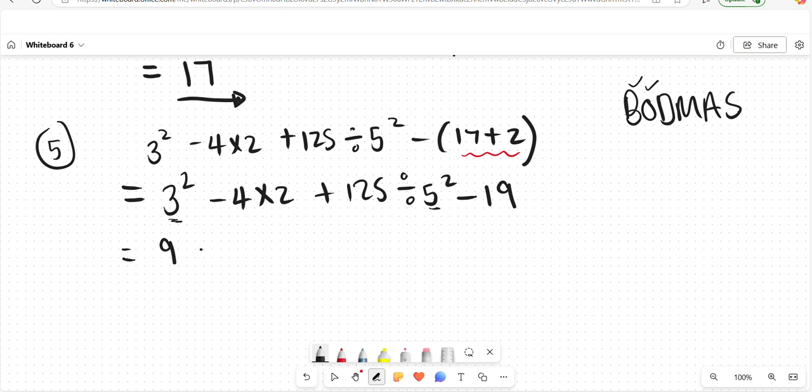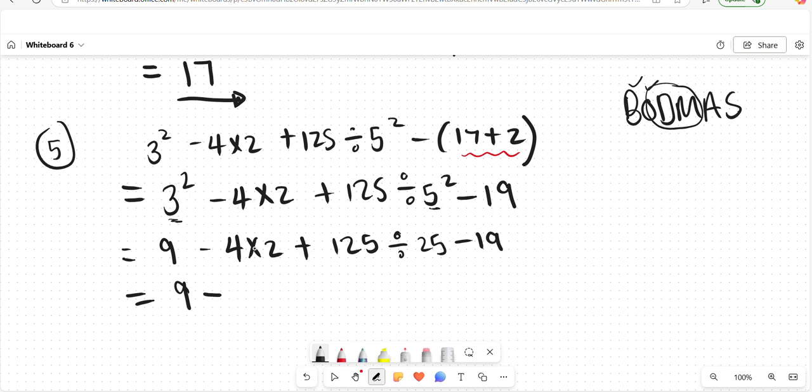3 squared is 9. And 5 squared is 25. So this ends up being divided by 25. Alright, so I've done all my orders. Now I need to do my multiplication and division from left to right. So I keep the 9, I multiply the 4 and the 2, I get an 8. I divide the 125 by the 25, I will get a 5 there.